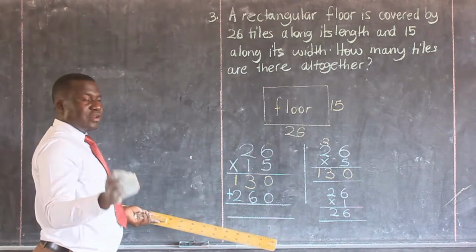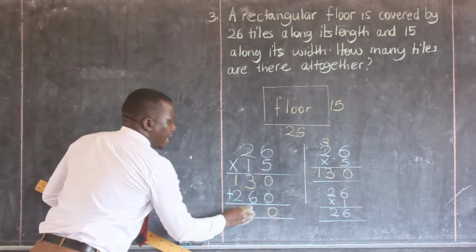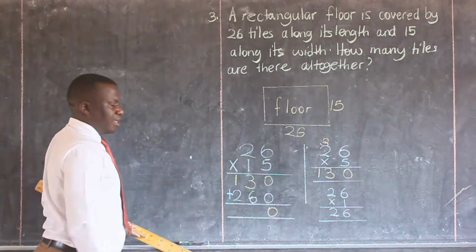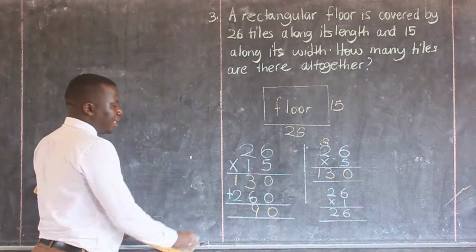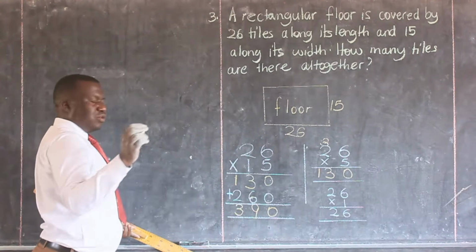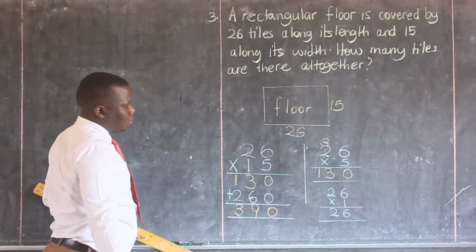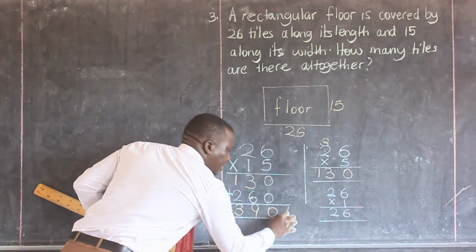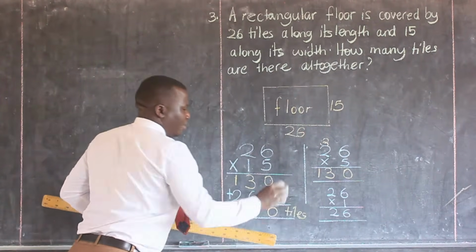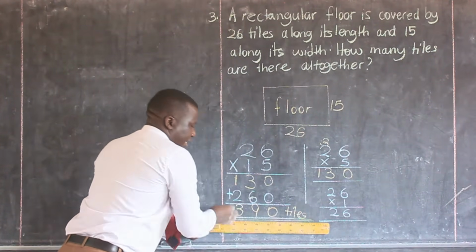And what will be your final answer? 0. Here 9. 6 plus 3, you get 9. And 1 plus 2, you get 3. So in total, how many tiles are there altogether? 390 tiles. Okay, then now you can double underline.